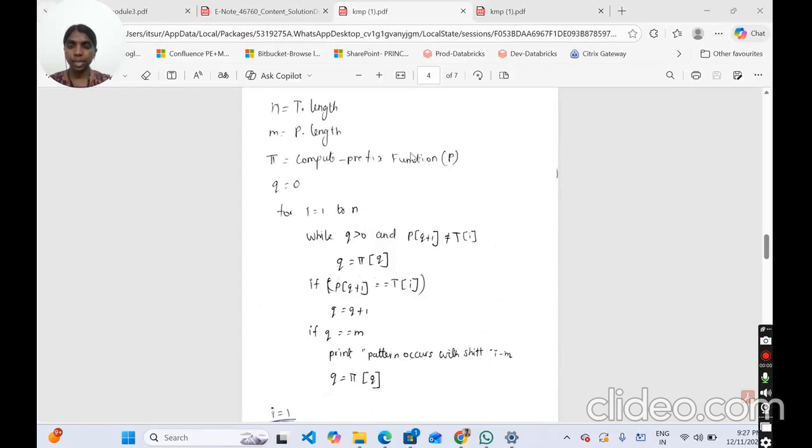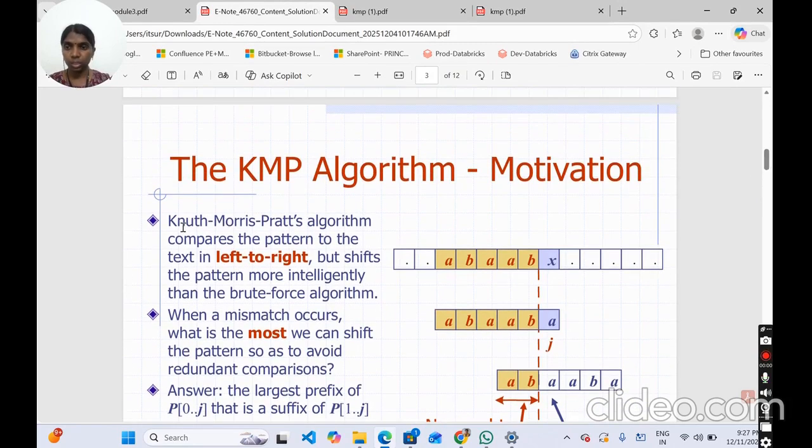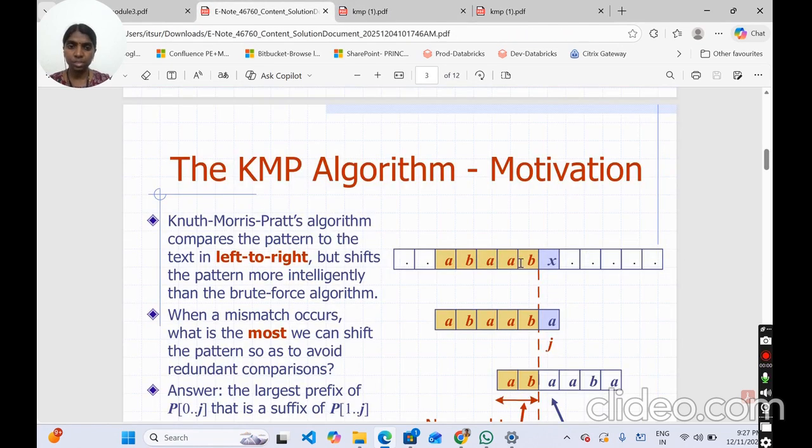Hi, this is KMP algorithm. So in string matching, we have the Knuth-Morris-Pratt algorithm. The previous algorithm shifts by one if our pattern is not matching, and then we shift one again. But using the KMP algorithm, we can actually shift many positions.